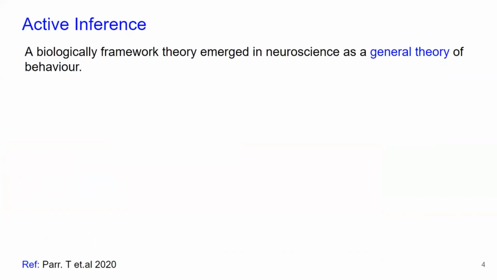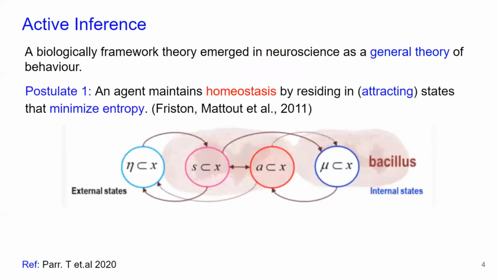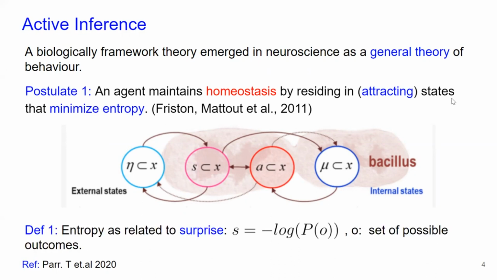In this presentation, we present to you a framework that emerged in neuroscience that is biologically plausible, and it emerged as a general theory of behavior. The central postulate in this framework states that an agent maintains homeostasis by residing in states that minimize entropy. So how do we quantify entropy? Entropy is also called surprise, and surprise is quantified as the negative log of the probability of observations. So if an observation has high probability, then the entropy is low. And if an observation has very low probability, then it is a highly surprising or high entropic event.